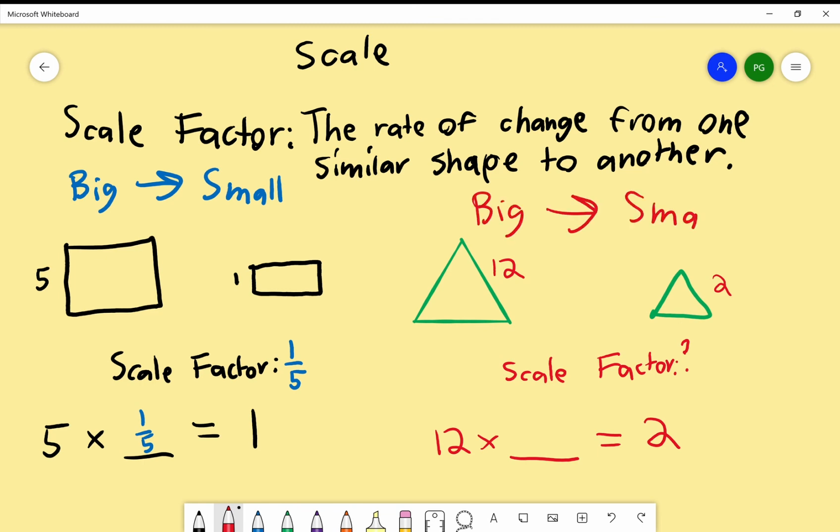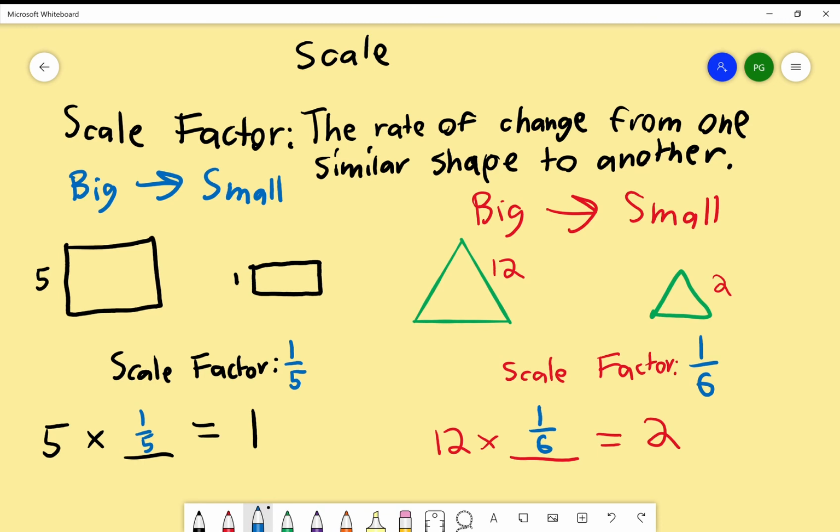It has to be a fraction. So it's not 6, it's actually 1 over 6. Okay? And if you check that out, 12 times 1 is 12, 1 times 6 is 6, 12 divided by 6 is 2. It works any way you look at it, but don't complicate it too much.